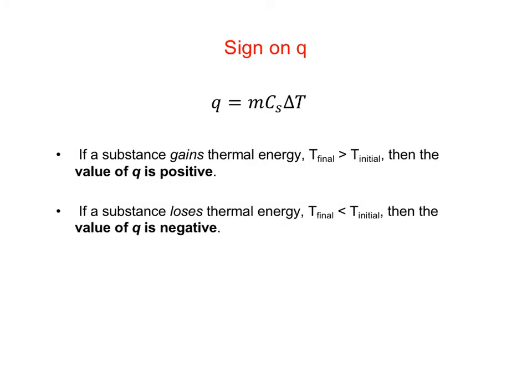So when we do calculations, we want to be sure that we're aware of the sign on Q, because it can be positive or negative. When a substance gains thermal energy, and so when the final temperature is greater than the initial temperature, so the temperature is increasing, then the value of Q is positive. If a substance loses thermal energy and the temperature goes down, so the final temperature is lower than the initial temperature, then the value of Q is going to be negative. So again, when we're doing delta T, it's always important to do T final minus T initial, so we get the proper sign on delta T, and therefore the sign on Q.